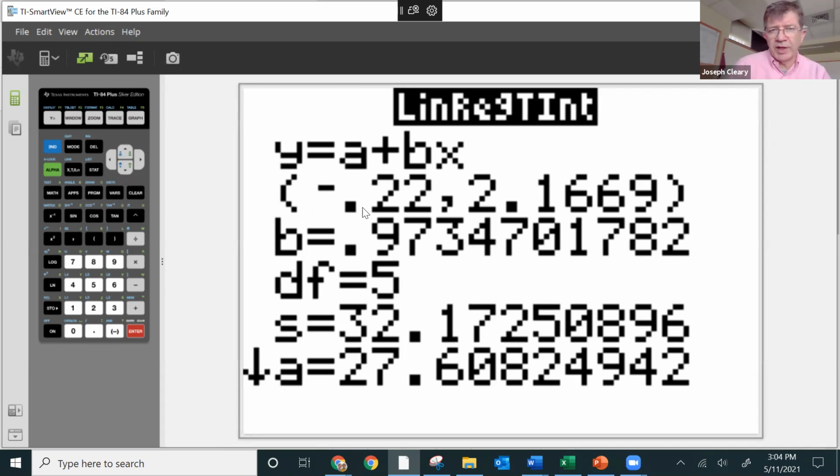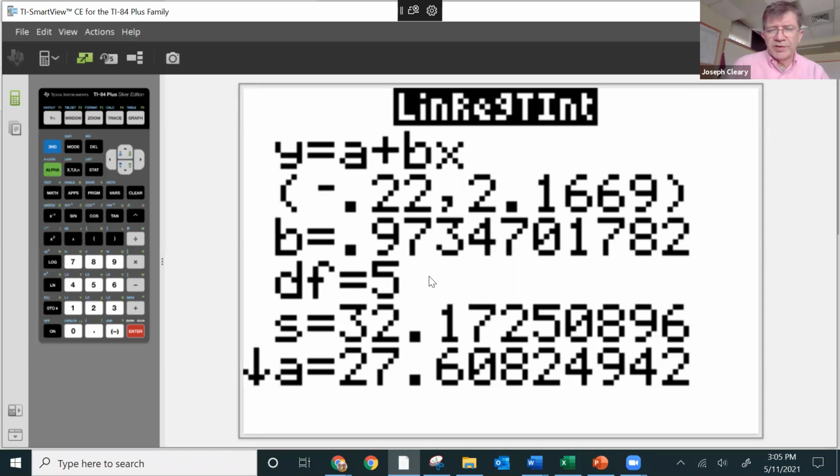This is telling me the interval is between minus 0.22, meaning a negative slope, and a positive 2.2, which is a positive slope. So my sample slope of 0.97 generates a confidence interval of minus 0.22 to 2.1 milliseconds, at degrees of freedom of 5, because the sample size is 7 minus 2.